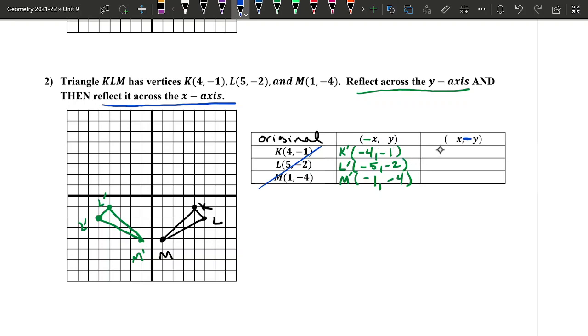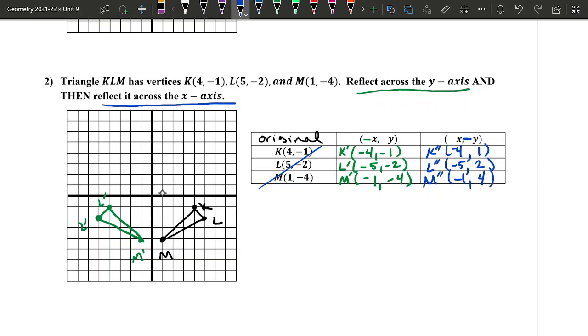So x is -4, and change the sign of y, so it becomes +1. That's K double prime. L double prime, leave x, -5, change the sign of y, becomes +2. And M double prime, leave x, change the sign of y. So -1, 4.